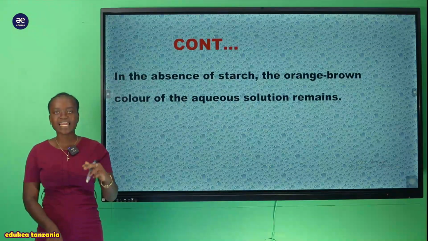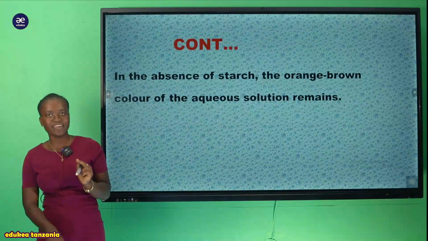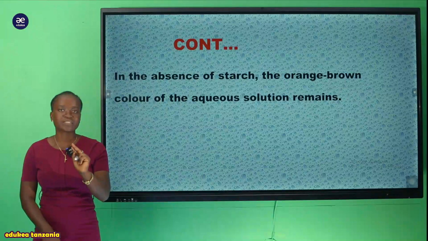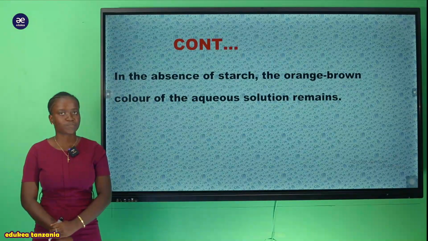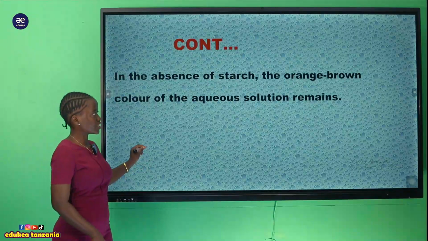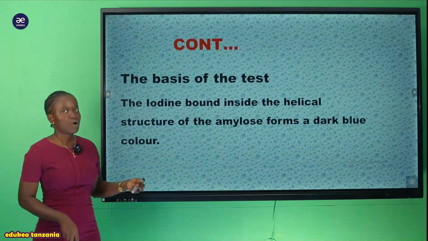So if the color of the reagent you have used remains, know that there is no presence of starch. So that is how we are going to test. So the basis of the test now, how can we test?